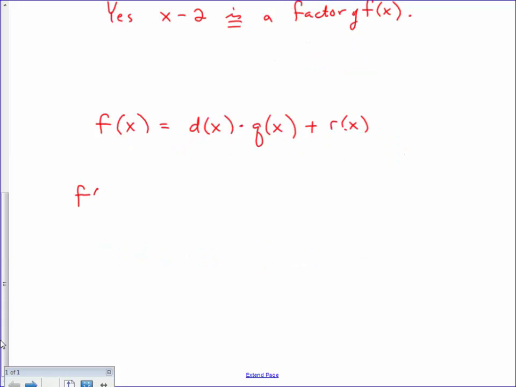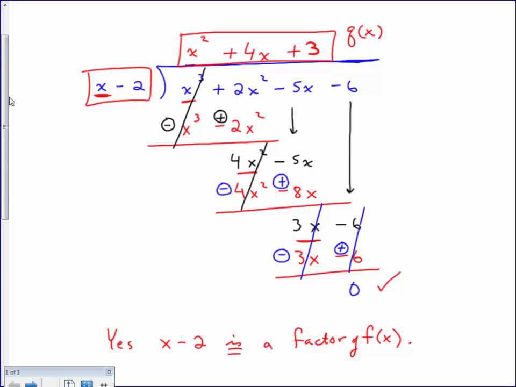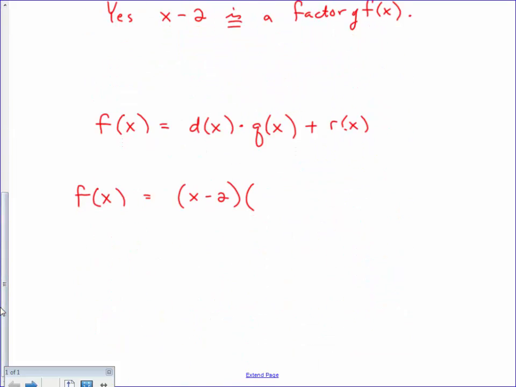Well, f of x was the original function. I'm not going to bother writing that whole big long thing down again, but we divided by x minus 2. We got a quotient, and remember the quotient is what you have up here on the top. So there's your quotient, there's your divisor, and then down here is your remainder. The f of x is what you had originally underneath. We got a quotient of x squared plus 4x plus 3, and then the remainder was 0. Well, if the remainder is 0, we don't need to write it. So I'm going to come back and erase that part.